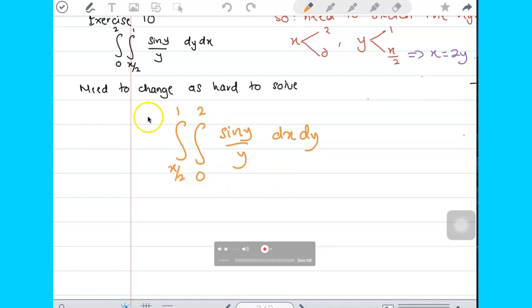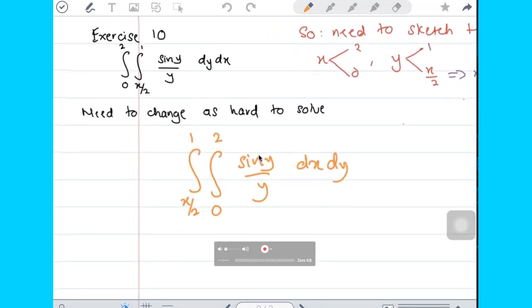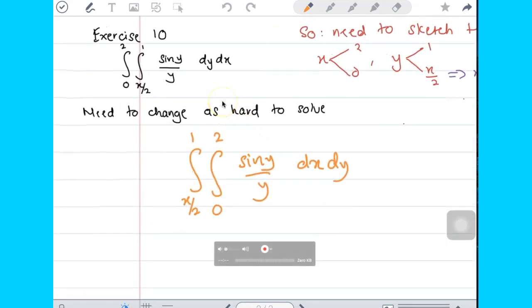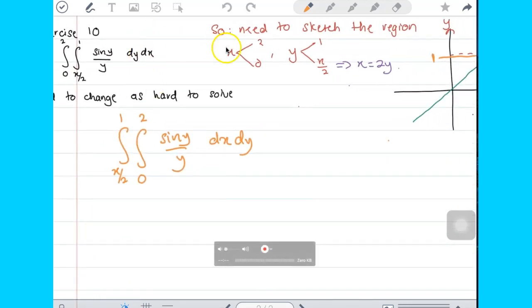So how can you obtain the new limit? You need the region. So how can you get the region? As I explained in the previous video, since you are given the information about the limits for x and y, you can use this to obtain your region. So here, I rewrite it into interval form. Now x is from 0 to 2, and y is from x over 2 to 1.